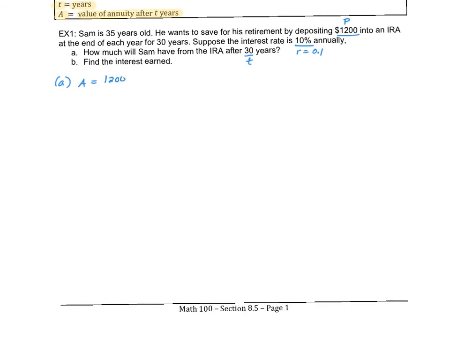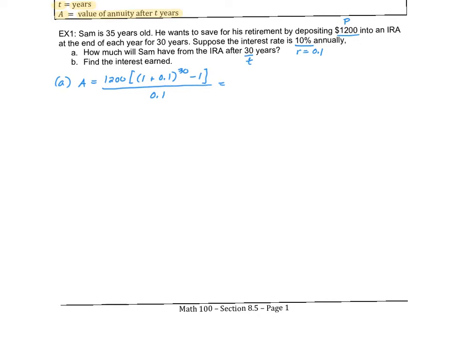1,200 times parentheses 1 plus the rate of 0.1. T is 30, to the 30th power, minus 1. We're going to close the bracket, divide all of this by the rate of 0.1. So again, you're free to figure out the values as you go along. So you could do the 1 plus 0.1 to the 30th power first, but the caution is don't round that number too much. Write down whatever's on your calculator screen.